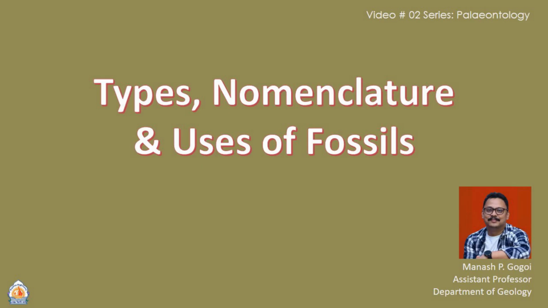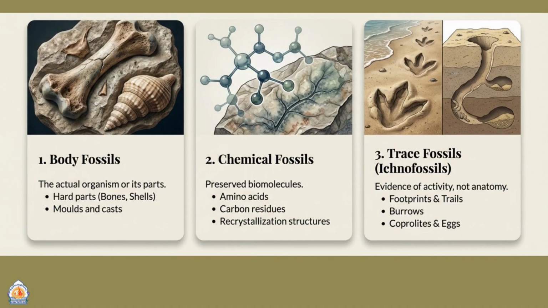In this video we are going to discuss types, nomenclature and uses of fossils. So first of all, fossils are broadly classified into several types based on their mode of preservation and origin. These types include body fossil, chemical fossil, trace fossil, derived fossil, living fossil, remini fossil, facies fossil, etc. The first one is the body fossil.